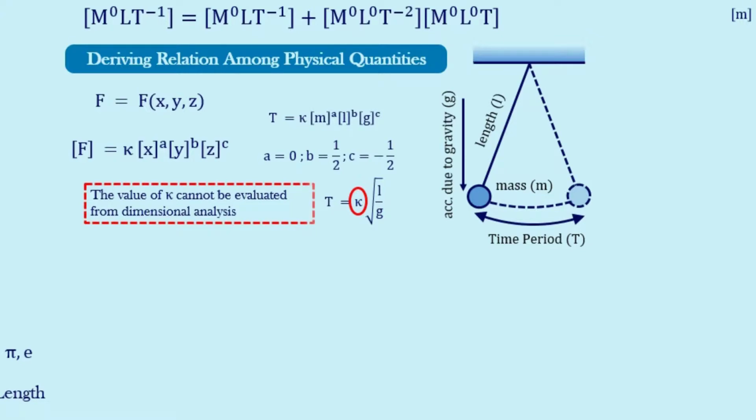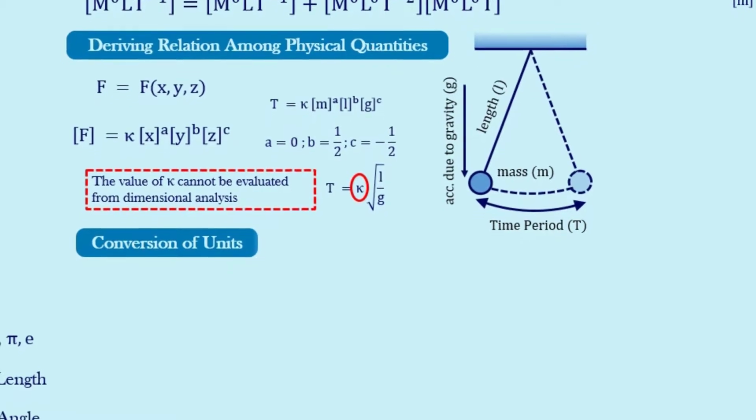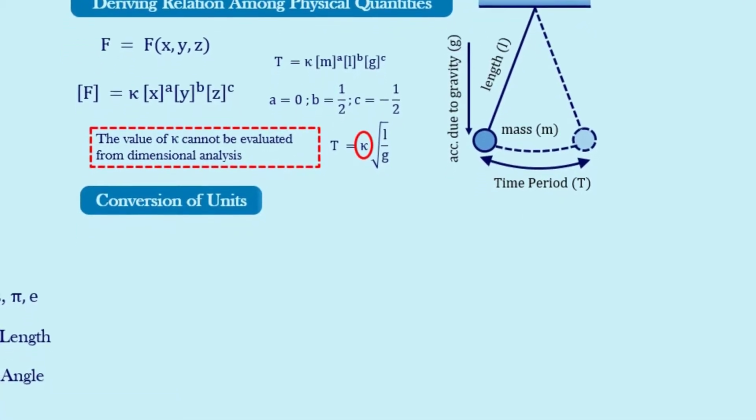We can use dimensional analysis for the conversion of units of a physical quantity. The magnitude of a physical quantity remains the same irrespective of the system of units. Suppose we have a physical quantity q, and n1 and n2 are its numerical values in systems of units u1 and u2 respectively. Clearly, q equals n1 u1 equals n2 u2.